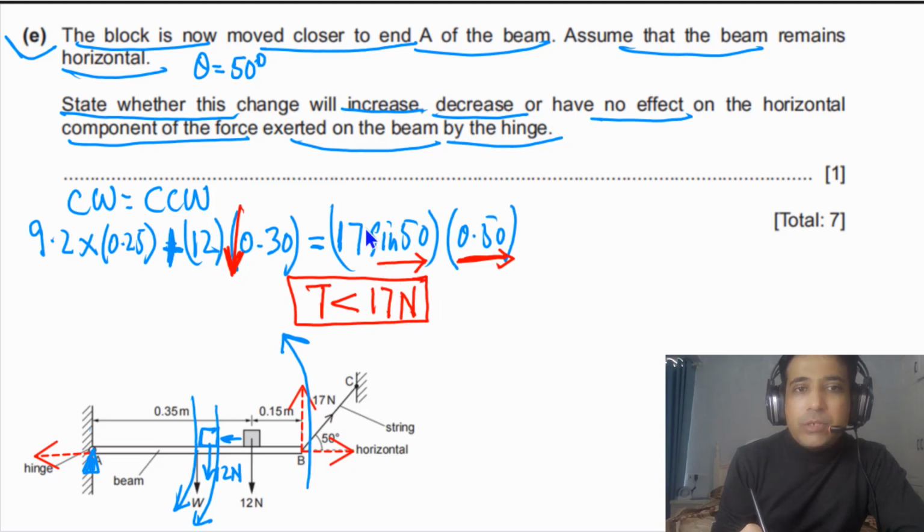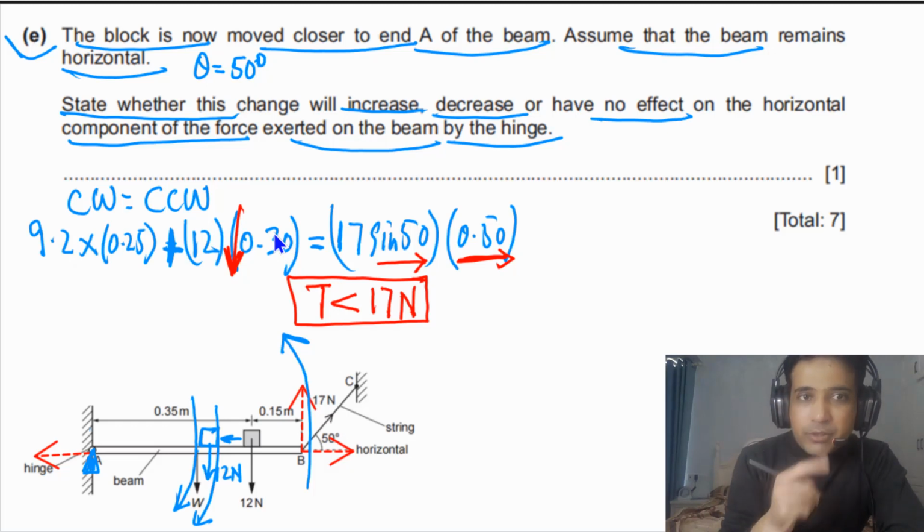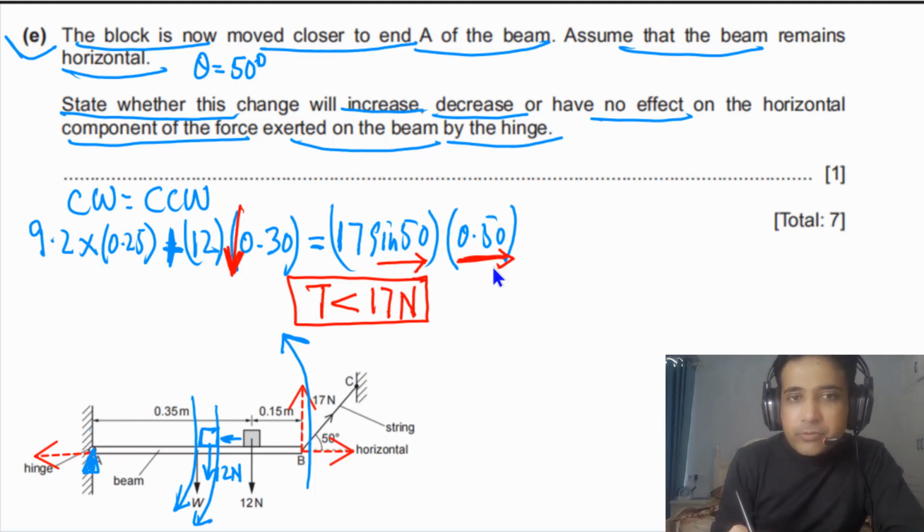So we can conclude from here, because on this side the total moment decreases, which means the clockwise moment decreases, the counterclockwise moment also has to decrease. But the distance of the vertical component of tension from the pivot remains the same, and the angle remains the same. It means the tension itself has to decrease. A better way in this case, you can also write T here. So you can say T has to decrease. You can replace 17 with T. So we have to say T has to decrease.